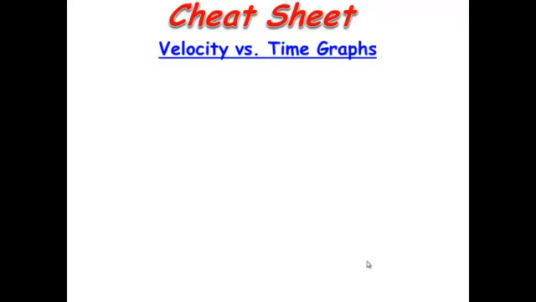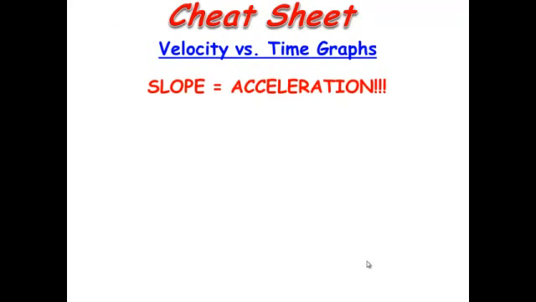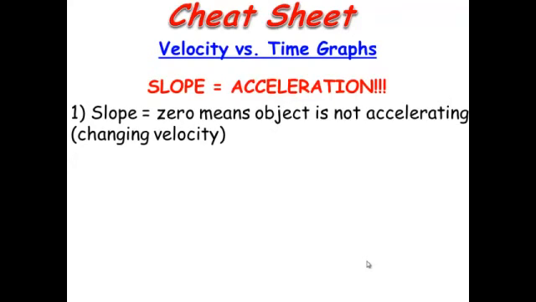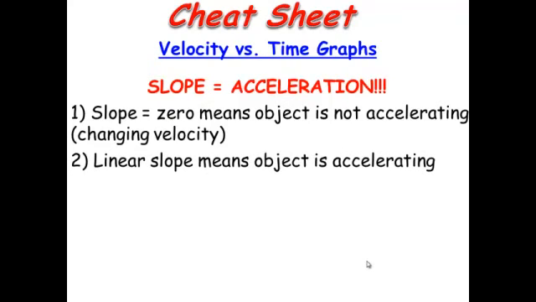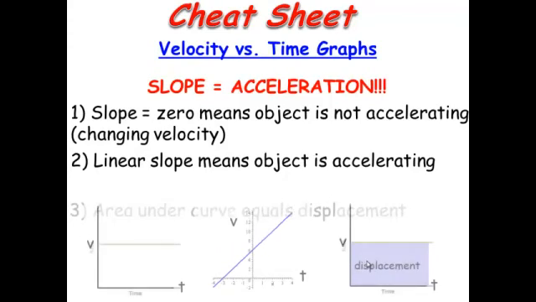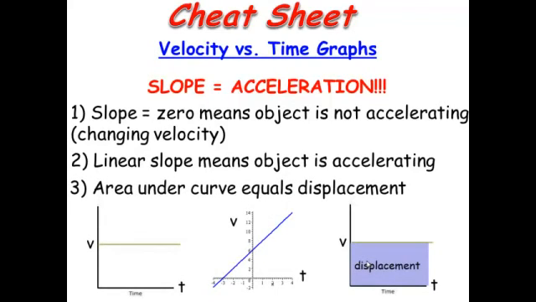Overall, a summary of velocity versus time graphs. Big concept, slope is equal to acceleration, which means if you have a slope equal to 0, your object is not accelerating. A linear slope means your object is accelerating. And remember, the area underneath a velocity versus time graph is equal to your displacement.